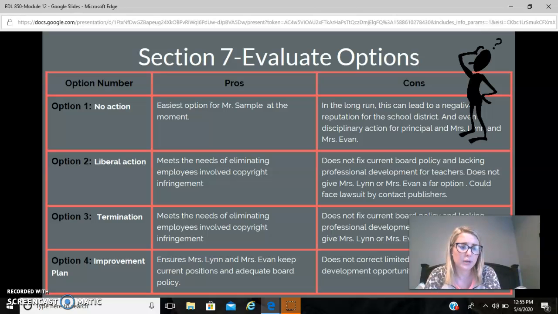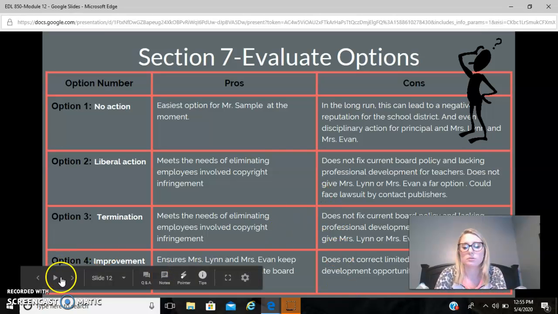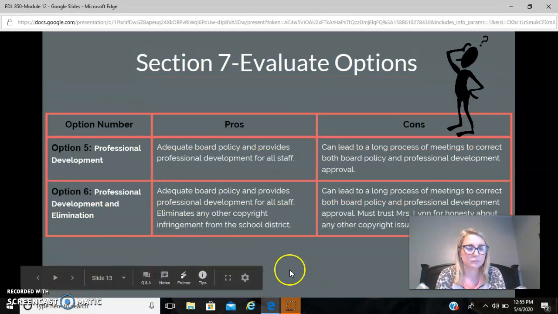Option 3 is termination. So this eliminates the employees involved again, but it does not fix any of the board policy or professional development. Option 4 is an improvement plan. So this is the probationary period. Mrs. Lynn and Miss Evans, they would get to keep their current positions along with an adequate board policy, but it does not correct the professional development or lack thereof.